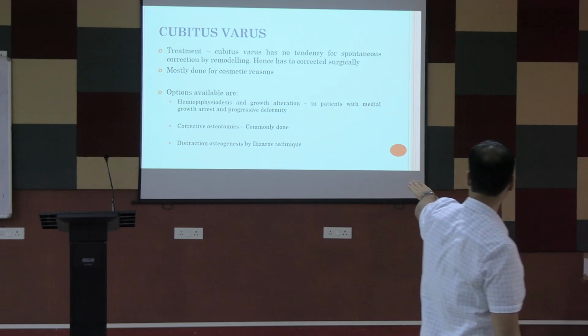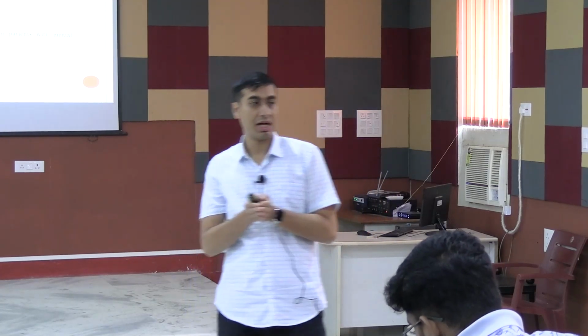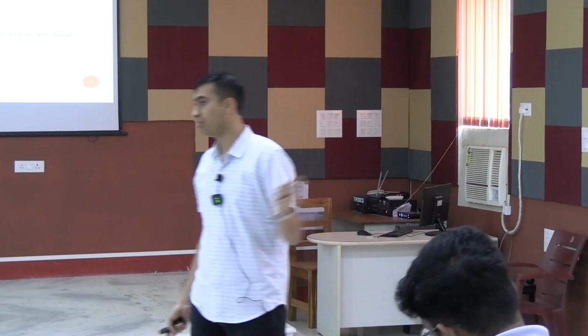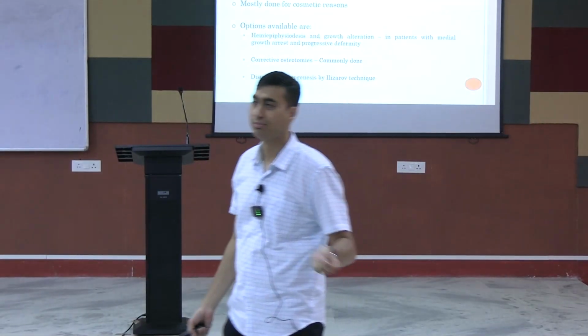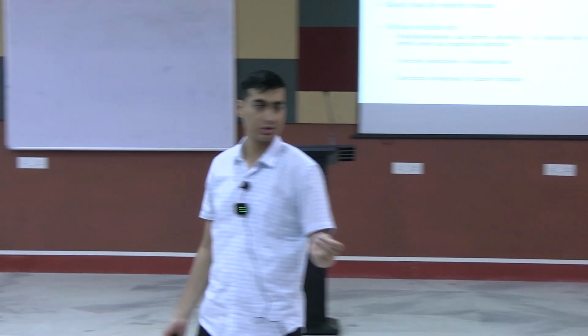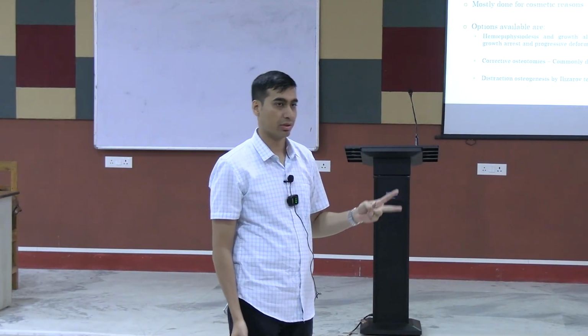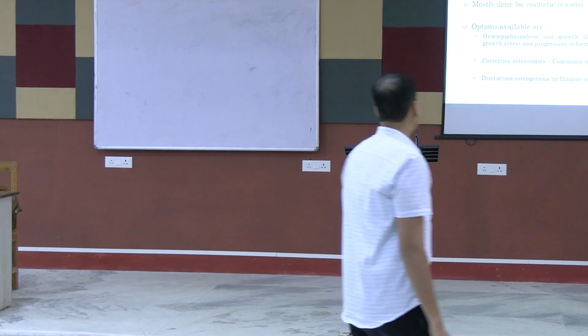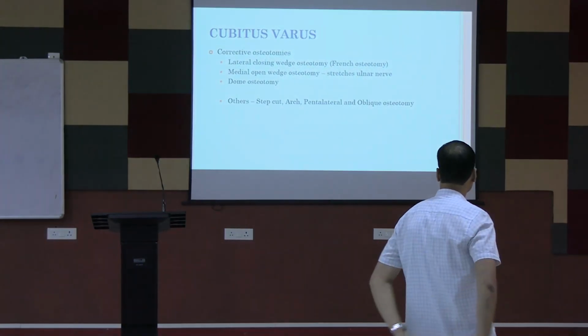But most importantly, what is done is a corrective osteotomy. That is what I was telling. The most commonly done corrective osteotomy for a varus deformity is the French osteotomy and the modified French osteotomy. Just remember these two names. Components you may remember, but that is not that important. But you have to know the name of the osteotomy. One is the French osteotomy, another is the modified French osteotomy. And the third thing is distraction histogenesis by the Ilizarov technique.